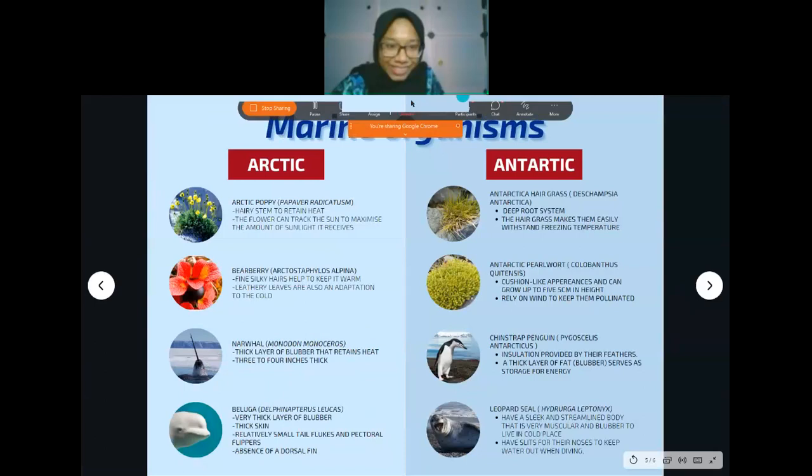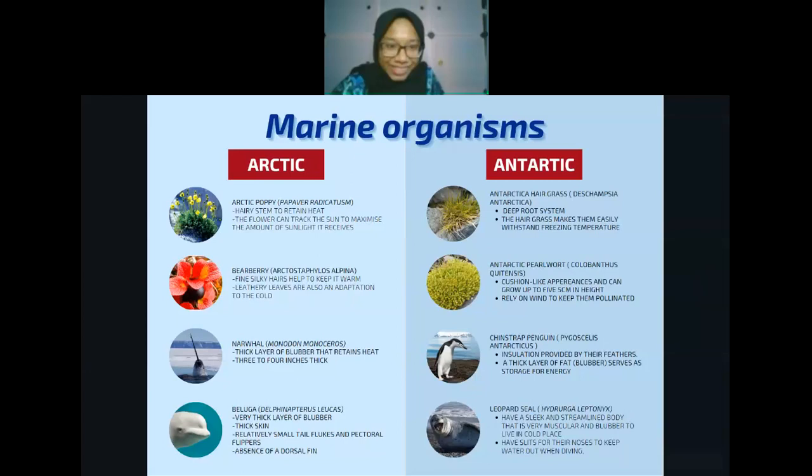So the next one, I will talk about the marine organisms found in this ecosystem, and we divided them into Arctic and Antarctic organisms. So for the Arctic organisms, for plants, we choose Arctic poppy, known as Papaver radicatum, and bearberry, known as Arctostaphylos alpina, because the Arctic poppy has adaptations like a hairy stem to retain heat, and the flower can also track the sun to maximize the amount of sunlight it receives.